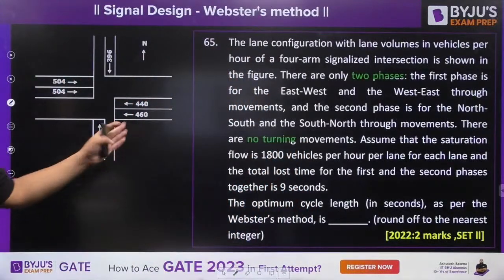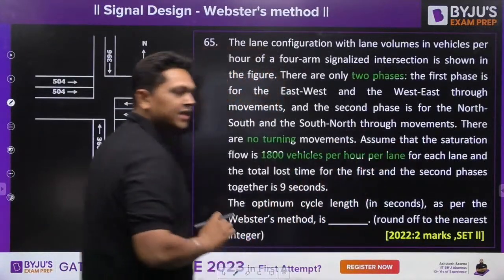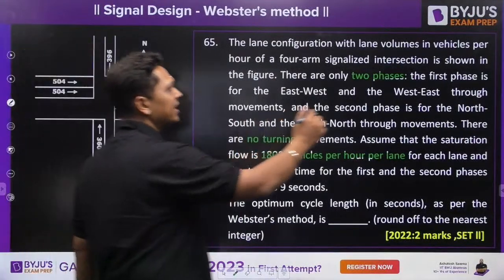Assume that the saturation flow is 1800 vehicles per hour per lane. These are given in vehicles per hour.